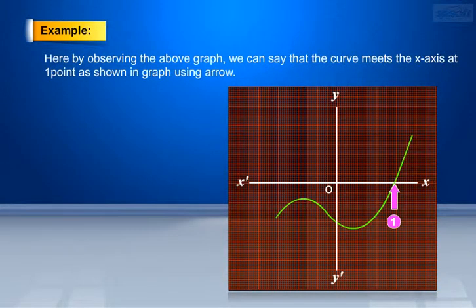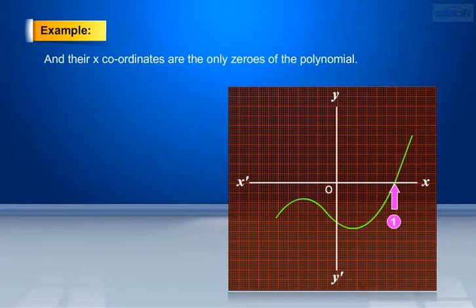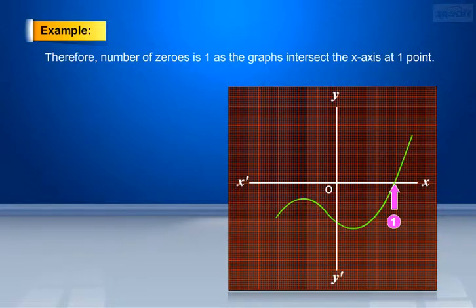Here, by observing the above graph, we can say that the curve meets the x-axis at 1 point, as shown in the graph using an arrow. And its x-coordinate is the only zero of the polynomial. Therefore, the number of zeros is 1 as the graph intersects the x-axis at 1 point.